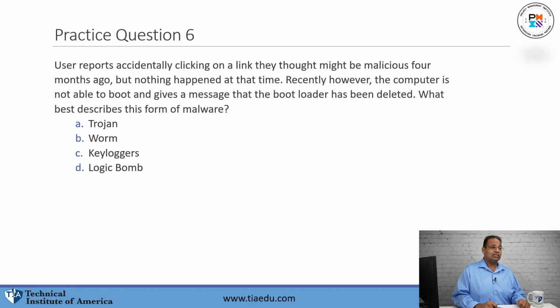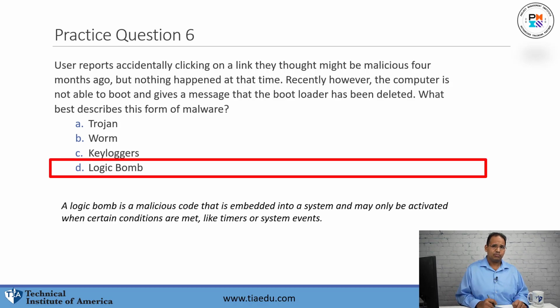Okay, guys, question number 6. A user reports accidentally clicking on a link that they thought might be malicious 4 months ago, but nothing happened at that time. Recently, however, the computer is not able to boot and gives a message that the bootloader has been deleted. What best describes this form of malware? A, Trojan. B, worm. C, keylogger. And D, logic bomb. The answer here, guys, is going to be a logic bomb.